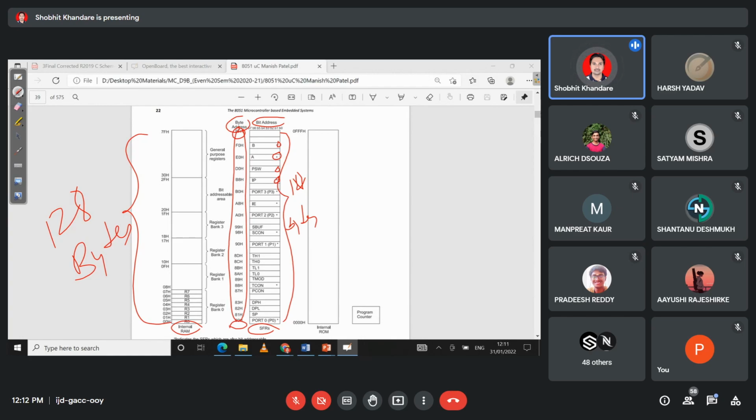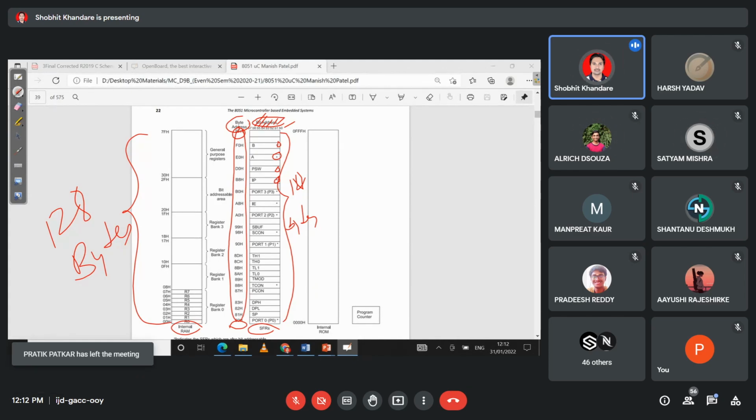ओके, और ये देखो बिट एड्रेस कैसे लिखा है? B0, B1, B2, B3, B4, B5, B6, B7. So individual bits. Okay, individual bits. Now tell me आपका इंटरनल रॉम की साइज कितनी है? आपके इंटरनल रॉम की साइज बताओ। 4K, 4 kilobyte. Yes, 4 kilobyte.